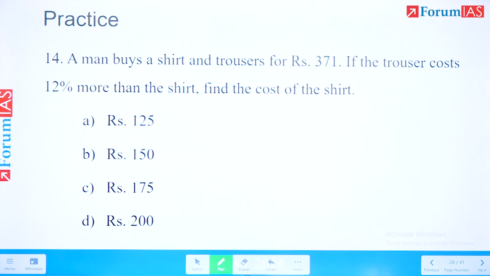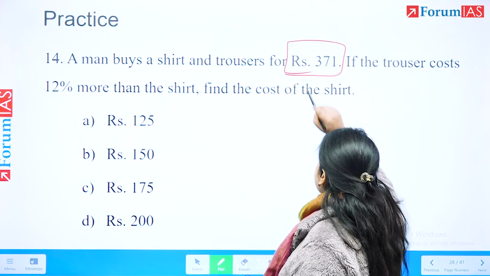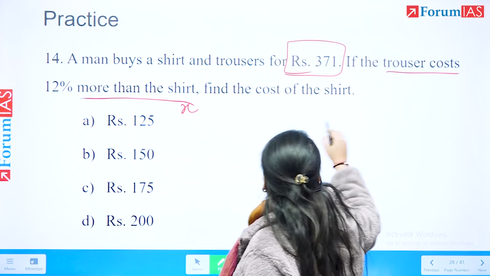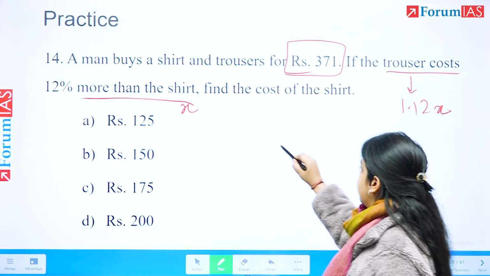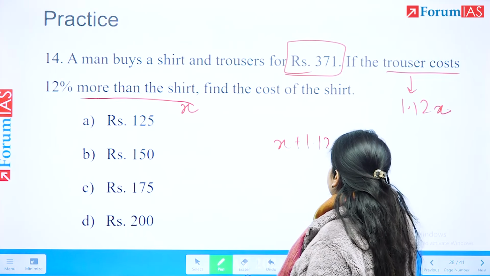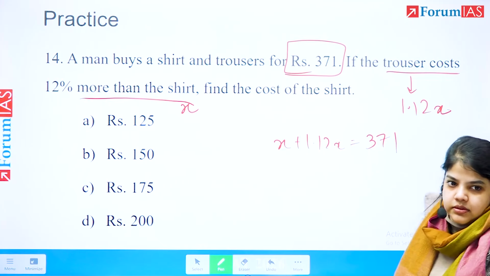Correct. So, a man buys a shirt and trousers for rupees 371. Trouser costs 12% more than the shirt. Shirt was X. Trouser is equal to 1.12X. And total of X plus 1.12X is equal to 371. I hope this is what you did. You'll get your answer as C equal to rupees 175.